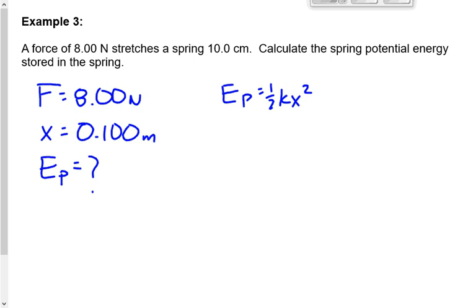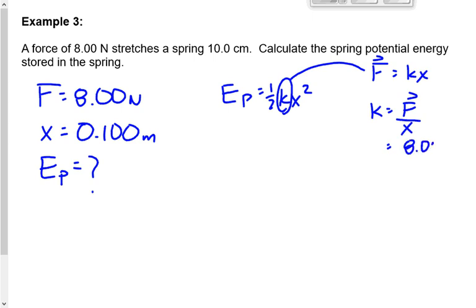Perfect. So many numbers, except I don't know what k is. The good news is I know that k can be found by using F is equal to k times x. K is equal to F over x, which is 8 newtons divided by 0.100 meters.